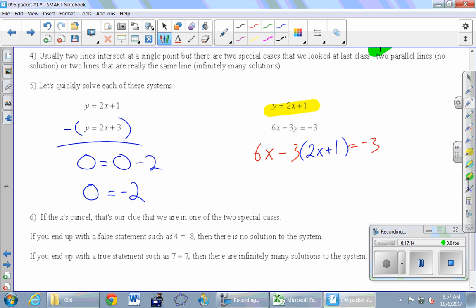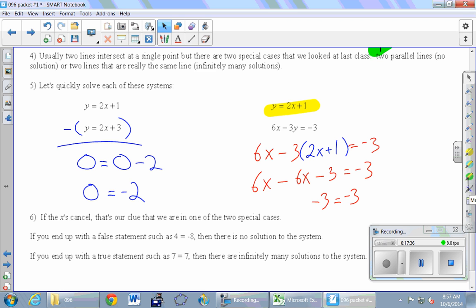Okay, so far so good. Now we're going to distribute that minus 3. So we get 6x minus 6x minus 3 equals negative 3. What happens with the x's? Cancel, so we get negative 3 equals negative 3. And then we're stuck, and we don't have anything else we can do, because magically all the variables disappeared. We had x's and y's, and we lost both of them.